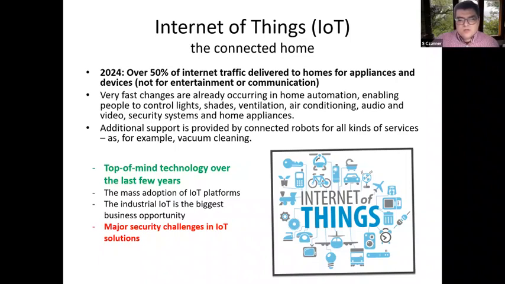We're observing very fast changes in home automation, enabling people to control lights, shades, ventilation, air conditioning, audio, video, and also security systems and home appliances. You can set up your washing machine to start washing while you're not home, so it will not disturb anybody with noise, and so on.